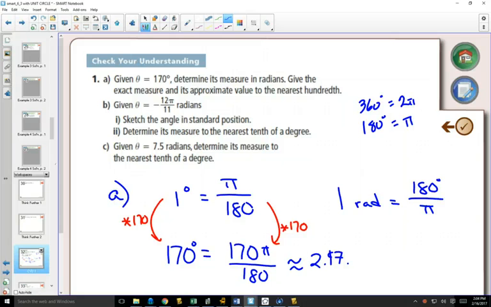So that's how we would change from degrees to radians. We would always multiply by pi over 180. If we wanted to change from radians to degrees, we could multiply by 180 over pi.